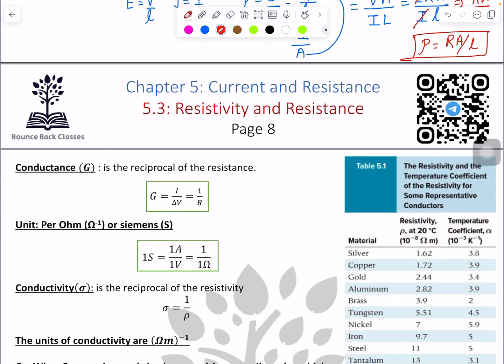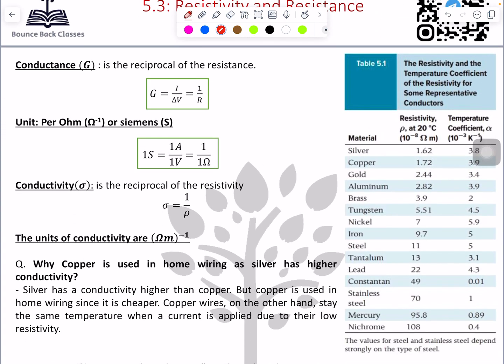Now we have two more words. What is the meaning of conductance? Just think. You recently learned about resistance. So the opposite, or one upon the resistance, is called conductance. A very simple thing. One upon the resistance is called conductance.